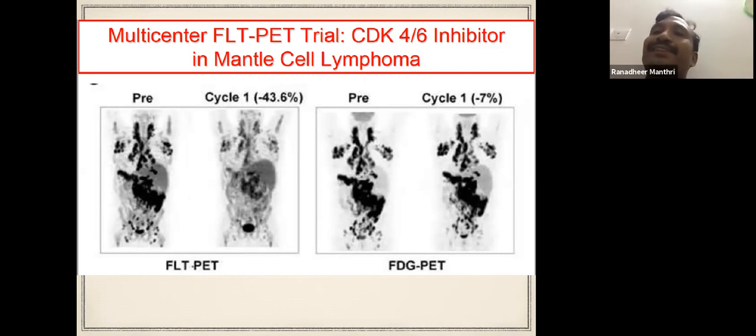You can see a nice thing. So it really differentiates tumor from inflammation. By combining FLT and FDG, you can say whether the tumor is responding faster or not. Next slide.